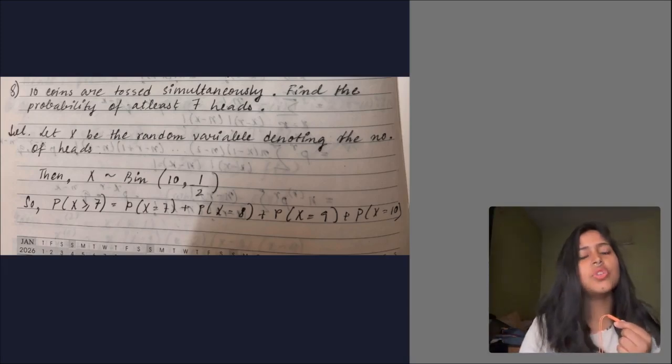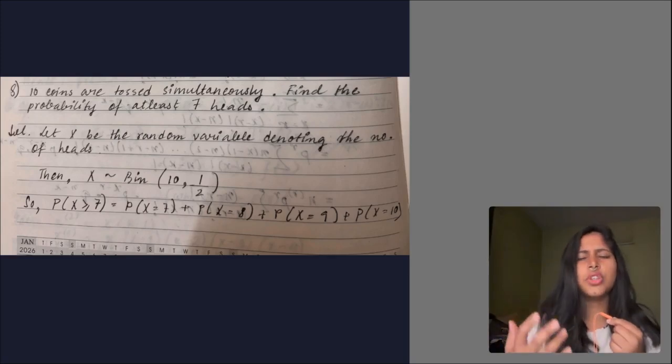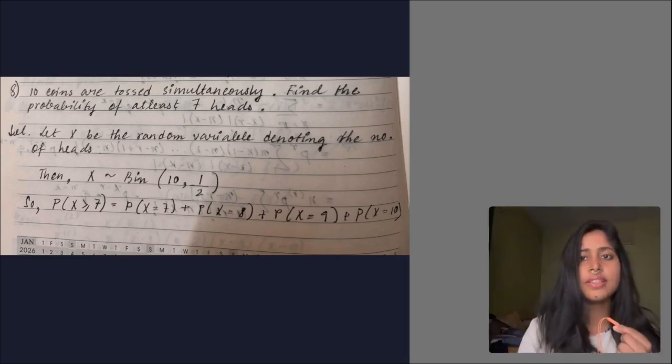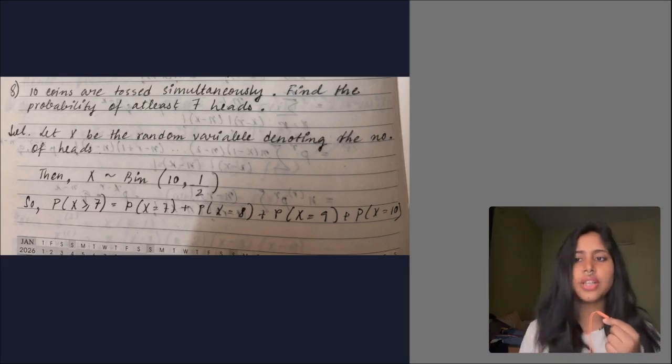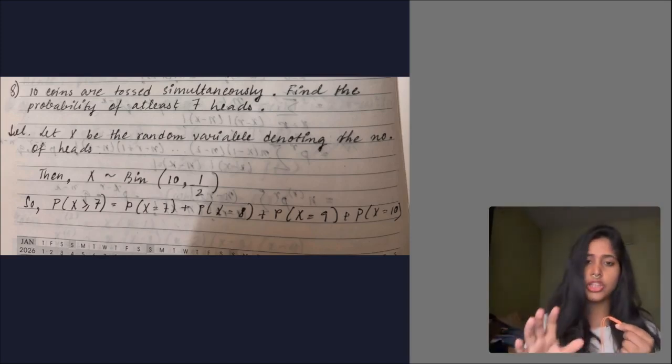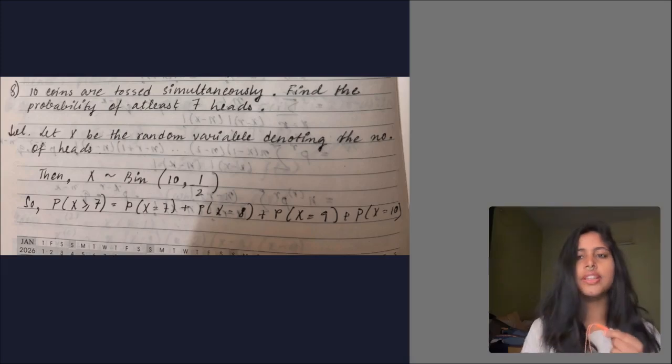So, what you need to do first is define a random variable. We will call it X, and let X be the number of heads we get. Since there are 10 coins and the probability of success, which is a head, is half, we can say that X follows binomial(10, 1/2). This is the definition of the binomial distribution. Okay, this line: X follows binomial(10, 1/2).